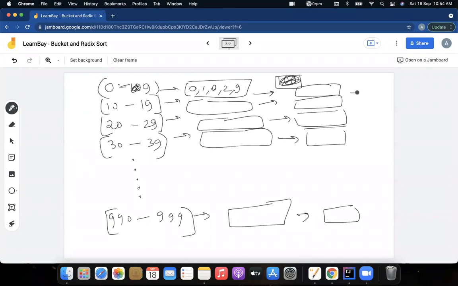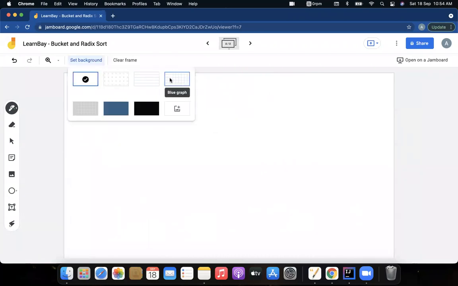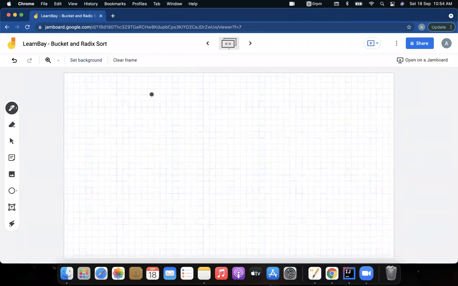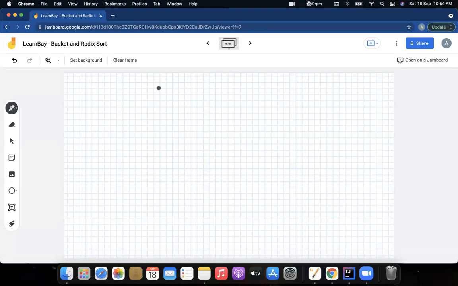And after this, you will just concatenate these buckets and you will have your answer. So this is bucket sort. Okay, this is more general. Your buckets need not be of range 1. They can be a range in itself. And then you divide the problem.